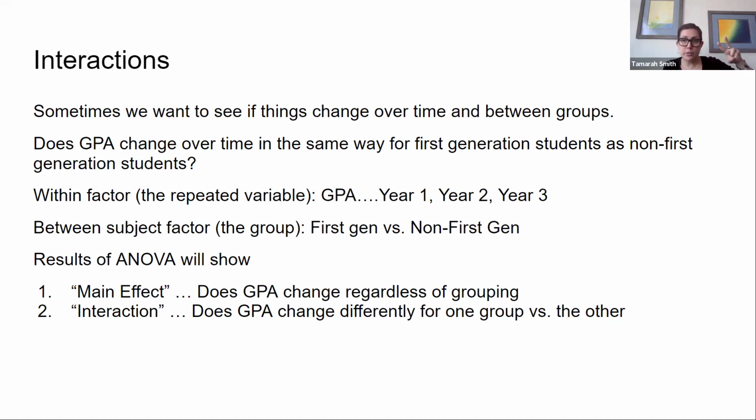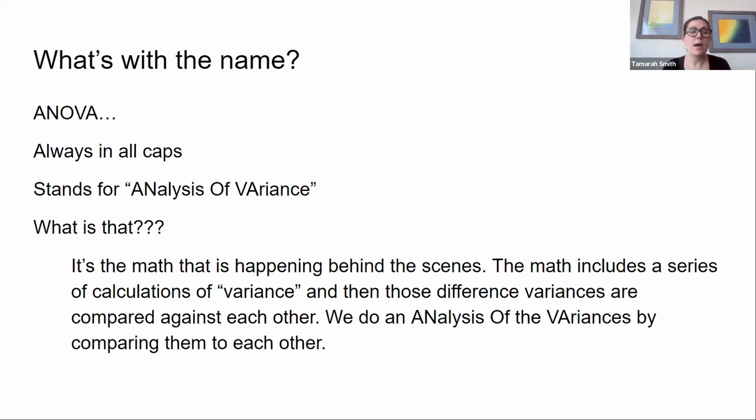And then number 2, when breaking it down, is there an interaction where GPA changes differently for one group compared to another group? All right, so I want you to take a look at the other video I have on how to actually run this analysis in JASP, where I will give you concrete examples of this and you'll be able to see it. Before you do that, 2 more quick things.